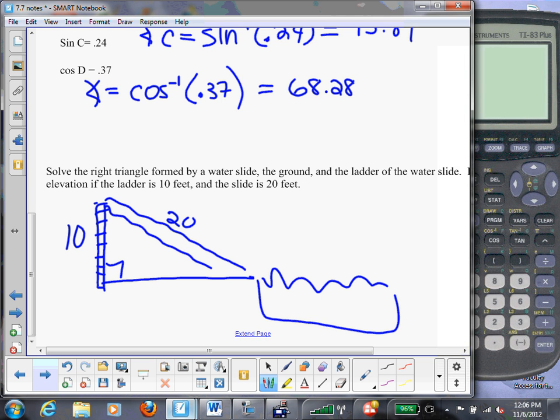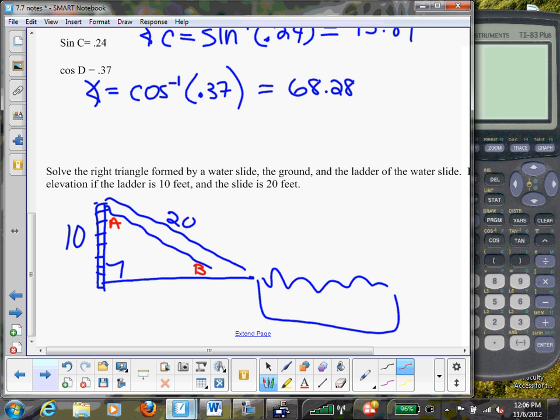Okay, so remember, where is my angle of elevation? Is it going to be at point A or point B? Angle of elevation is looking horizontally and then looking up. So angle B is your angle of elevation.